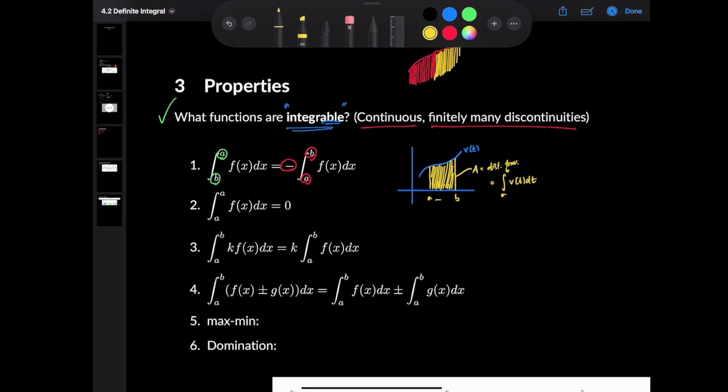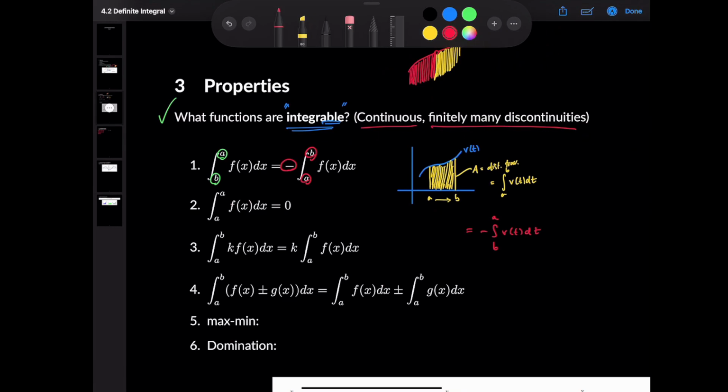So if we go this way from A to B and we integrate the velocity, we'll get all the accumulation in that positive direction. If we flip it around and go from B to A instead, then we're going to need to negate that to account for the fact that we're going in the wrong direction, right? And we'd be accumulating negative displacement. Okay, so I hope that's clear. The idea is that if you change the direction, you're negating the whole integral.